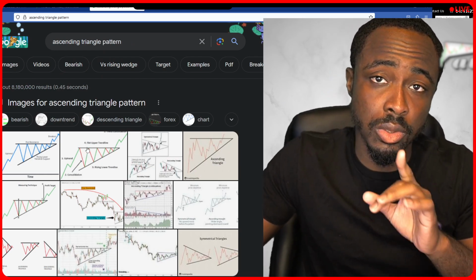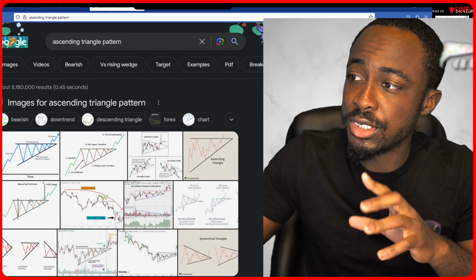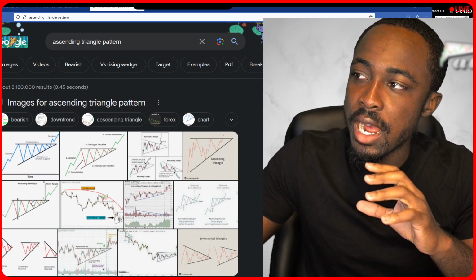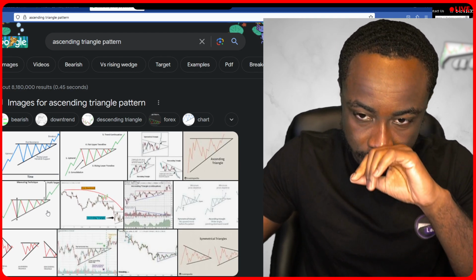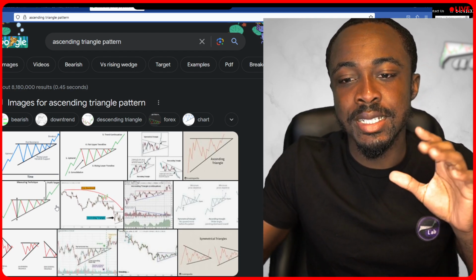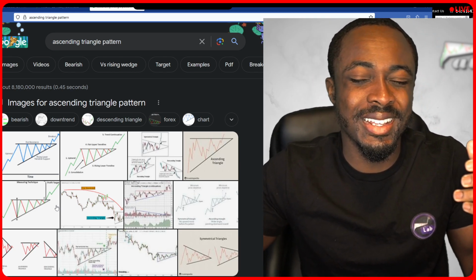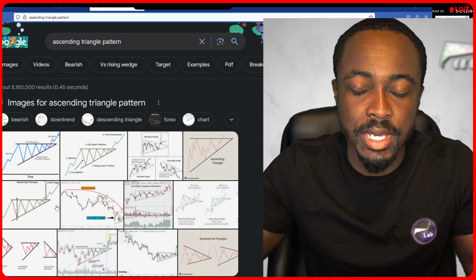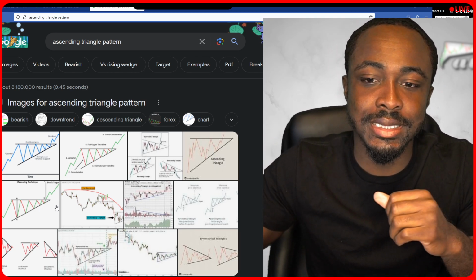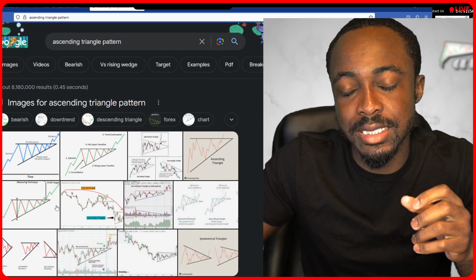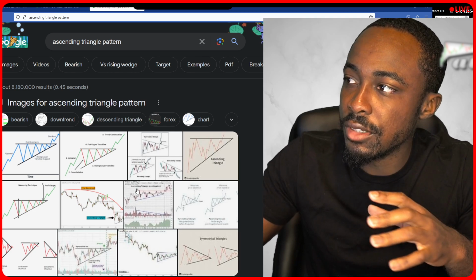So if you go on Google and type ascending triangle pattern, these are the different variations of how it's supposed to look. The one that I'm showing you right now with the SPY is very small. It is on the 1 minute. If you're looking at the 5 minute, it might be hard to see. So you have to play with the time frame, zoom in a little bit, and see which time frame is best to spot these things before the big move happens.